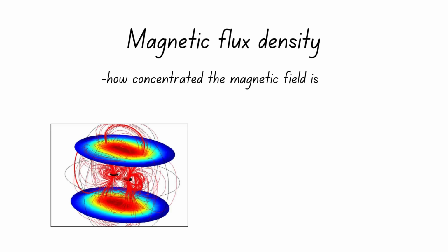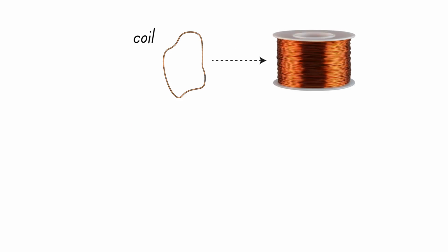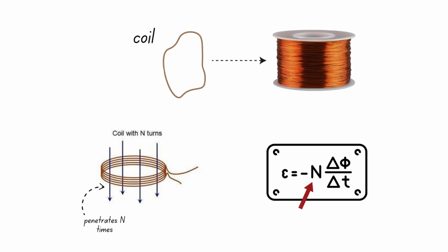B is magnetic flux density, which is a measure of how concentrated the magnetic field passing through the area is. This quantity can be measured directly for any magnetic field by using a Hall probe, and its unit is the Tesla. To increase the induced EMF, you can coil a wire loop into several turns. Now the magnetic flux is permeating through each of those turns. So for N turns on a coil, the flux will penetrate it N times, thus increasing induced EMF by N.